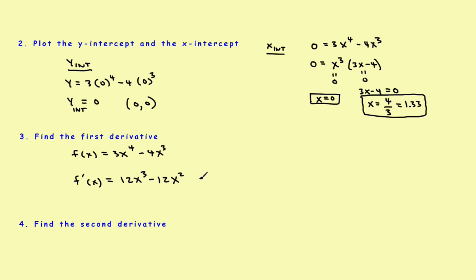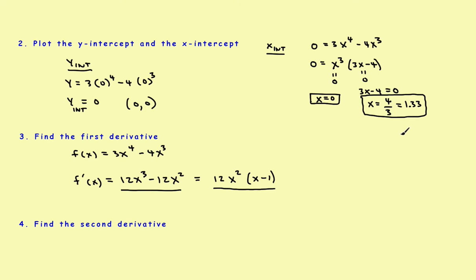squared. Now, that is the first derivative, but as you'll see when you find things like increasing and decreasing, a lot of times it's easier if you put this into a factored form. So I'm also going to write it in factored form like this. I can factor out a 12. I can factor out an x squared, and that's going to leave me with an x minus 1. So this is also the first derivative, but it's in factored form.